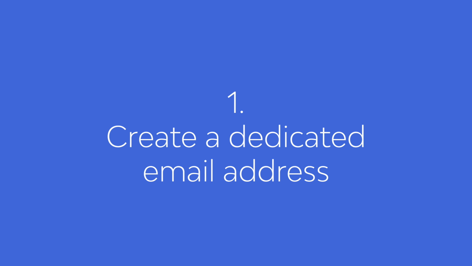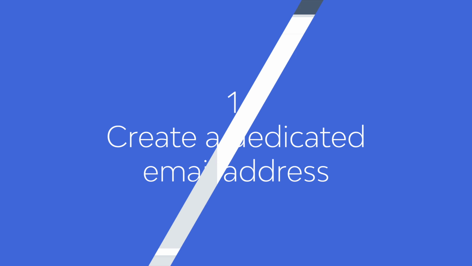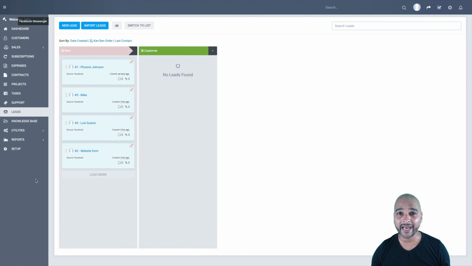Okay, with that out of the way, the first thing to do is to create a dedicated email address. And that is because all the data that will be sent through the form will land on that dedicated email address. And basically the server is going to retrieve all the emails from that email address and it's going to input all the data within Perfex CRM.